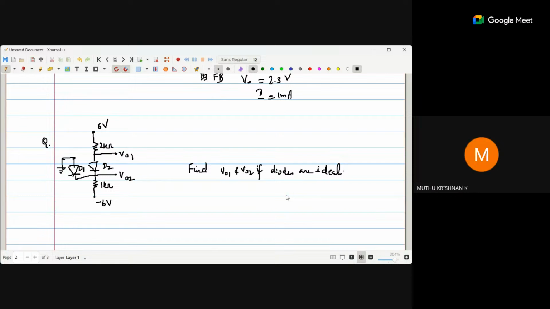Is VO1 and VO2 same? Yes. How much? 2 months. 2. No. D1 and D2 both are connected in the same fashion, right? Yeah. 4 months. No.